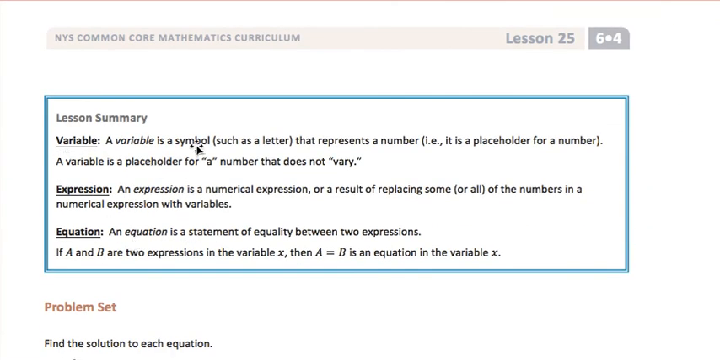A variable is a symbol, like a letter, that represents a number. It's a placeholder for a number. An expression is a numerical or an algebraic expression, and it replaces some or all of the numbers in a numerical expression with variables. An equation is a statement of equality between two expressions. So we'll practice then in the problem set.